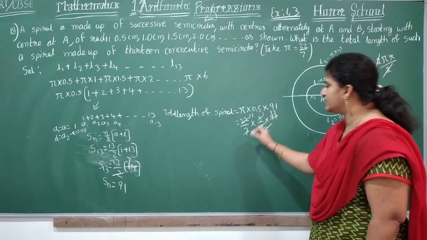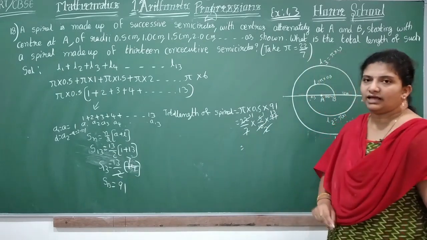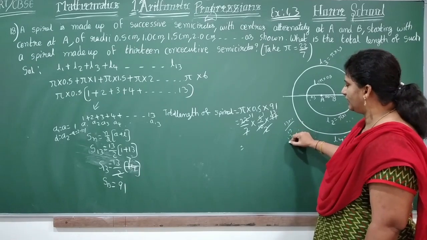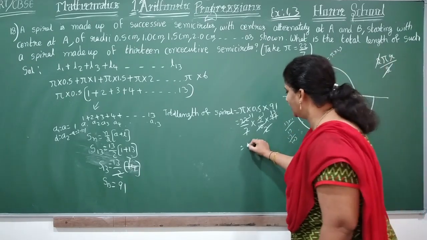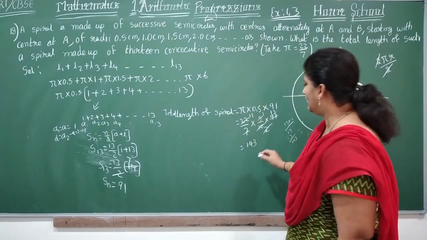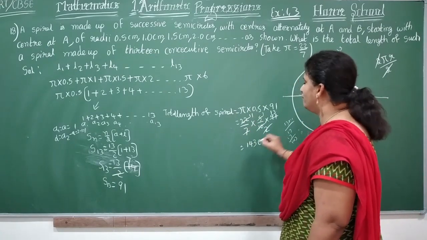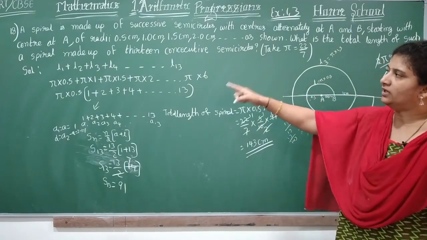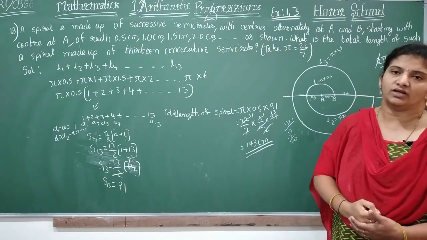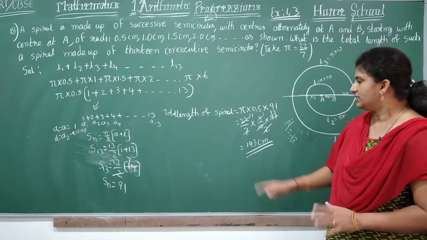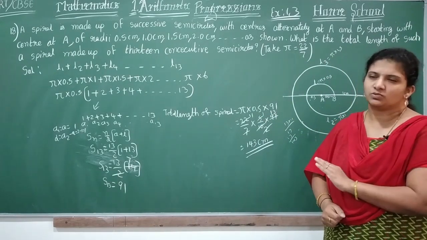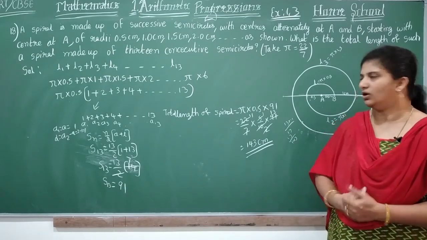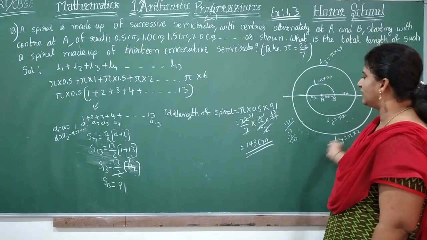So now what is 13 into 11? 13 11s are how much here, children? That will be 143. So here finally what is here? 143 centimeters is the total length of the spiral. Okay, is this clear, children? Looks to be lengthy, but it is not lengthy. Okay, try to understand carefully. What is the total length of the spiraling wire?